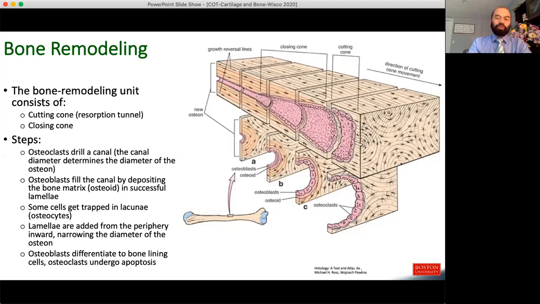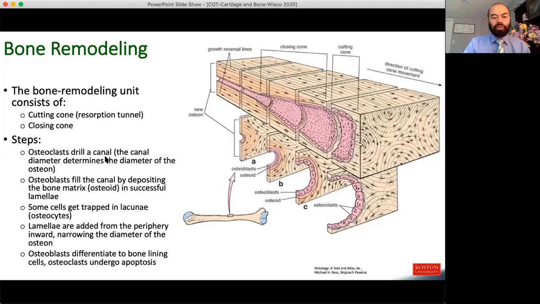So how do we create the trabecular part of the bone? Well, what happens is that we just don't have a closing cone. So we have the cutting cone, which is the leading edge that's cutting through the bone that's been bored out. And then the closing cone just never really forms for the medullary cavity, for the trabecular bone and the medullary cavity. But if we want to maintain the compact bone, we do have a closing cone, just like what we have shown here.